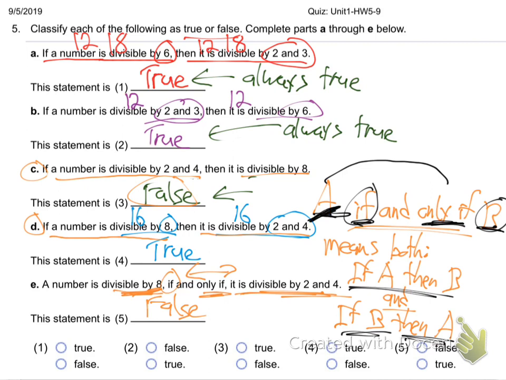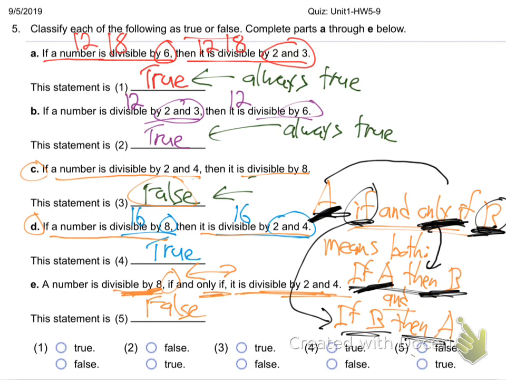Something's true, A is true only if B is true. Do you see that means A is going to be true only when B is true? So if you know A is true, then for sure B's got to be true. So the if implies that way. The only if implies this way.